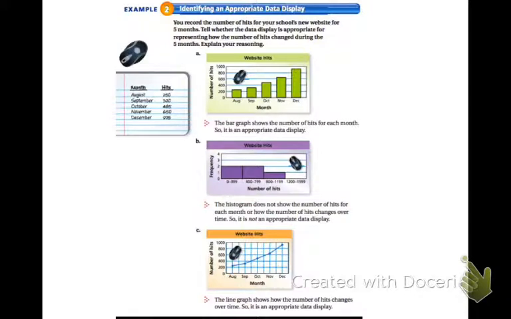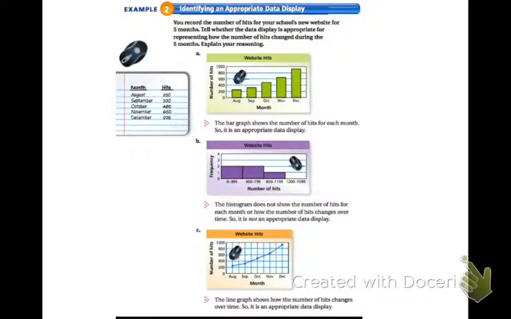So when you just look at it, written down on that notebook paper, it's kind of hard to see visually what is going on here. So if we use a graph, sometimes it makes it a little easier. So if we use a bar graph like in A, you look at the different months, you can definitely see the differences in the bar heights. The intervals are all equal on the number of hits side, so it's not misleading in any way, and it is appropriate. So yes, a bar graph would work.